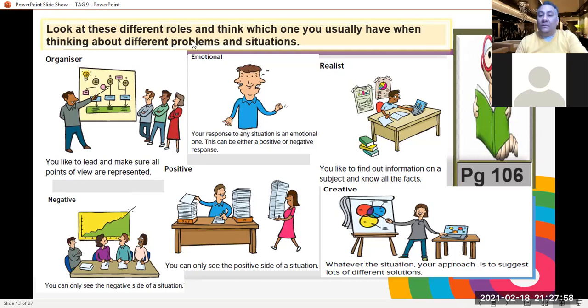The emotional person, your response to any situation is an emotional one. This can be either a positive or negative response. This is the emotional person. The realist likes to find out information on a subject and know all the facts. Again, the realist believes only in facts and proofs, likes to find out information on a subject and know all the facts.